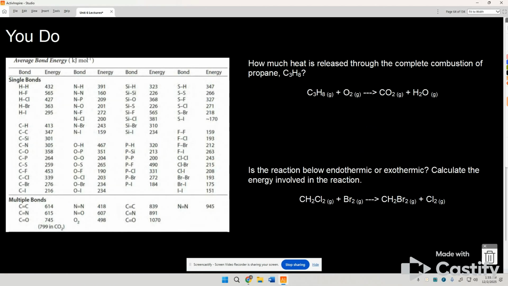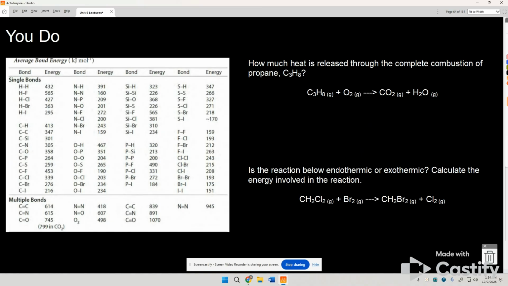I got one here for you to try as well. You can always pause it. You can grab this one and work on it with that same table there. How much heat do we release by combusting propane, the C3H8, doing a combustion reaction there? That one you're going to have to balance the equation, because if you look, it is not balanced there. So you'll have to balance your equation and then do your math to find your overall enthalpy change of reaction.